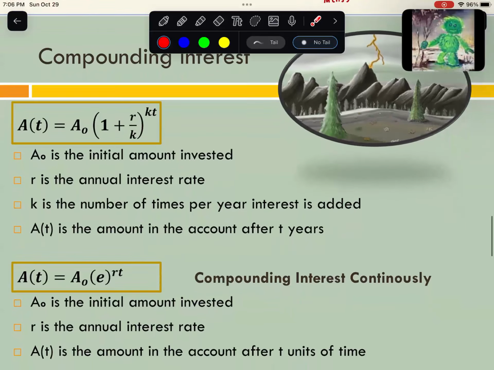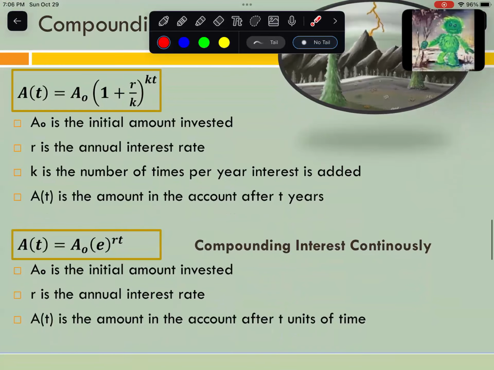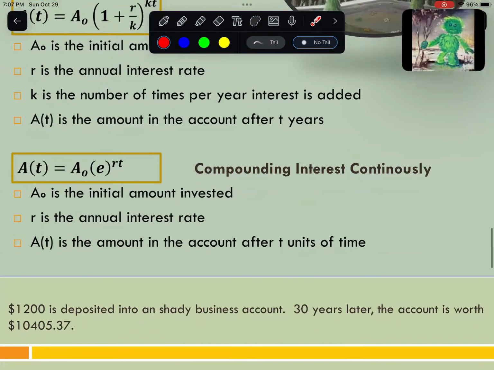A little bit more common, however, is the continuously compounding interest. Here we see the more conventional initial times e to the rt. Maybe you learned it before as P times e to the rt. I don't know. Okay, but of course, r is the interest rate. A sub 0 is the initial. Super quick example on the next page.